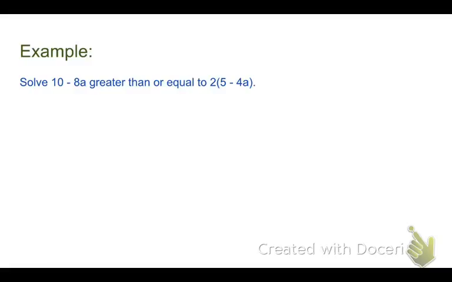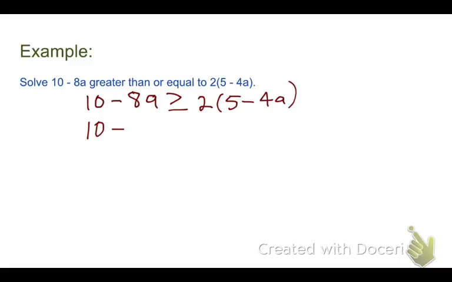So our first example, we're going to solve 10 minus 8a is greater than or equal to 2 times the quantity 5 minus 4a. So writing that in inequality notation, I have 10 minus 8a greater than or equal to 2 times 5 minus 4a. First thing I'm going to do is distribute the 2 in front of the parentheses.